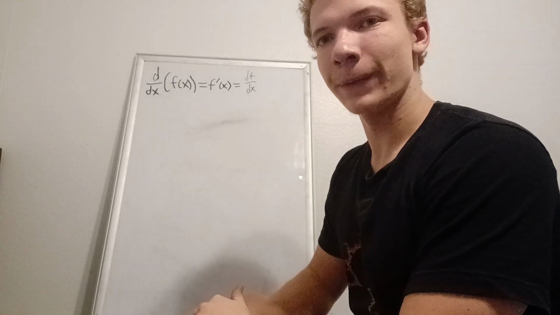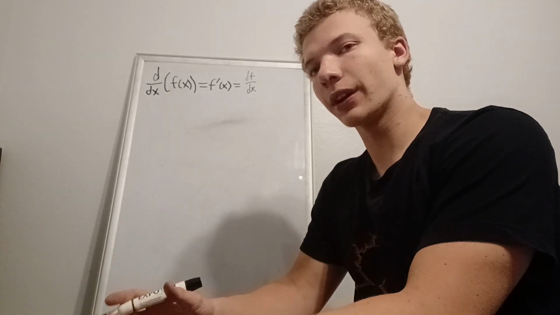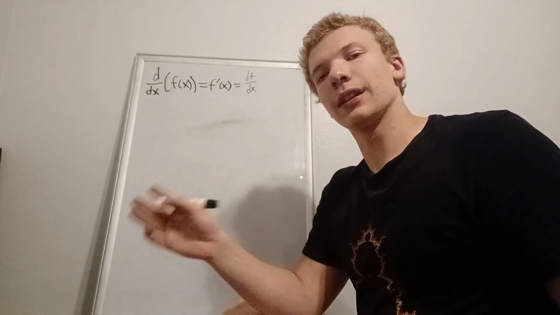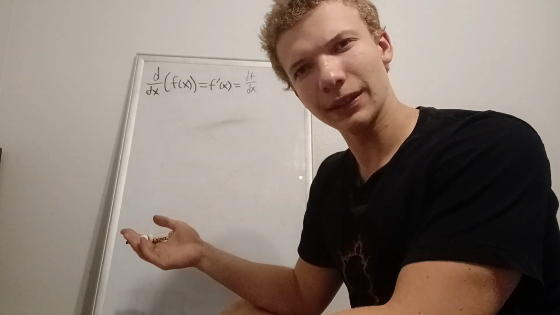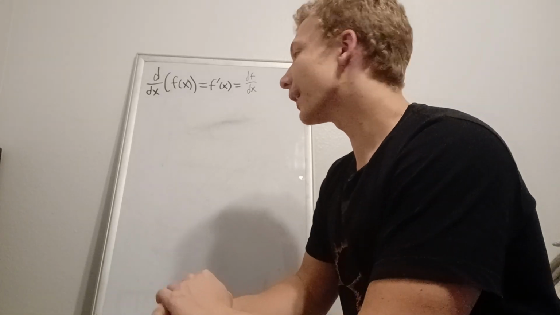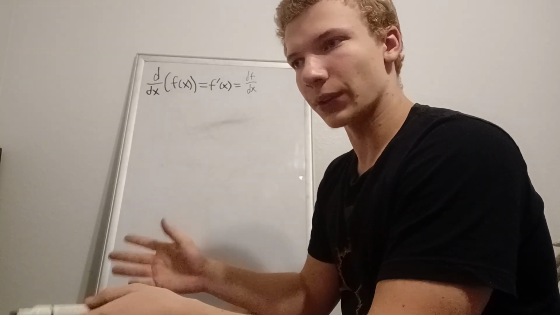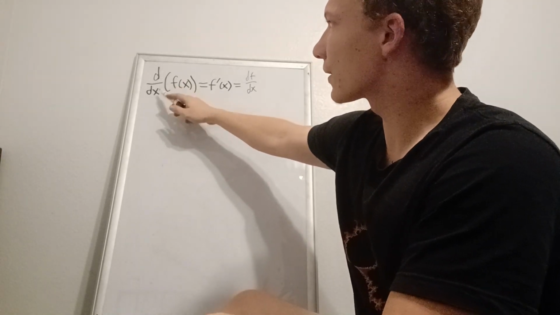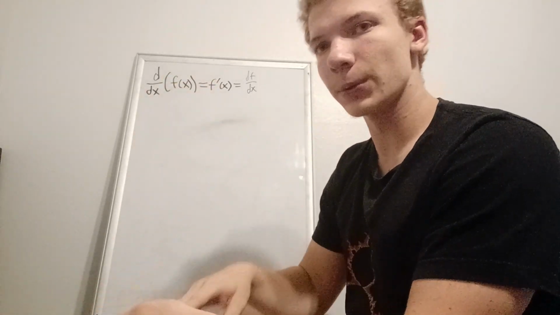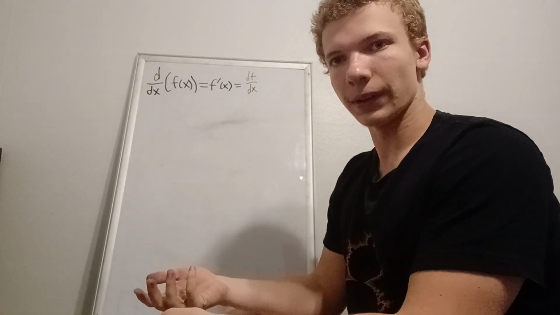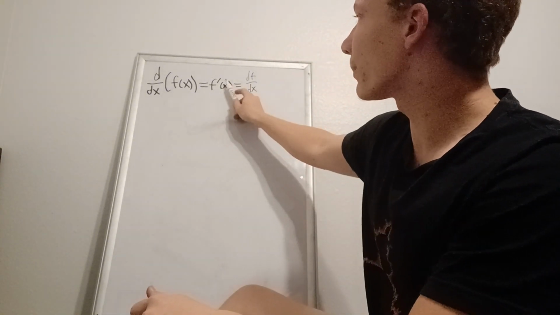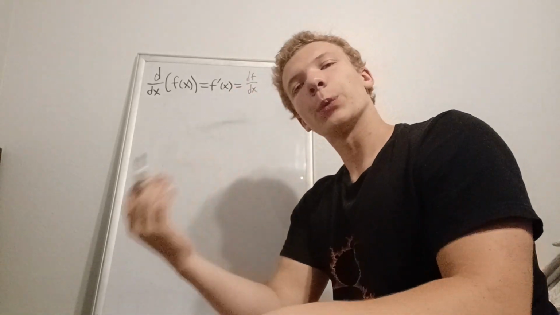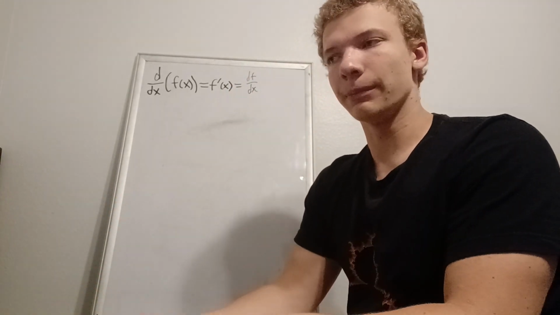Welcome back, everybody. Today, we're going to be talking about what the heck dx and dy and d whatever. What is d? Now, in my last two videos, I brought up this notation, d over dx of f of x, and I used that to say taking the derivative of f of x. I said that it's equal to f prime of x, but it's also equal to df over dx. What could that all possibly mean?